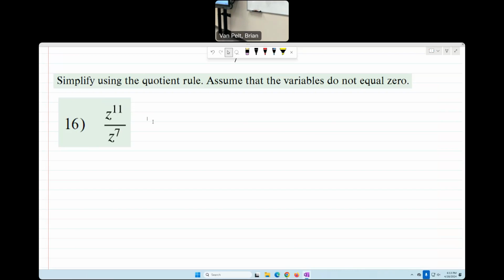So, that's right. Well, 11 minus 7 is not 5. I mean, I'm sorry. So you should have gotten Z, the 11 minus 7, Z to the fourth. Now what if I switched on you? And I gave you Z to the 7 divided by Z to the 11. Now what would be your answer?